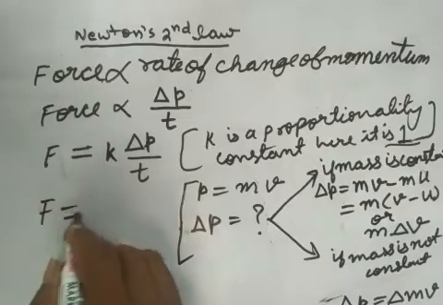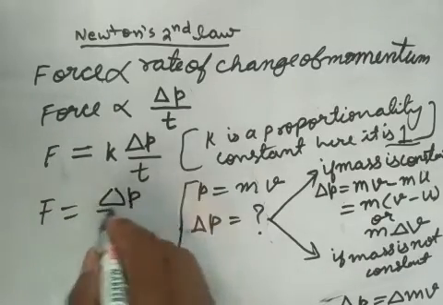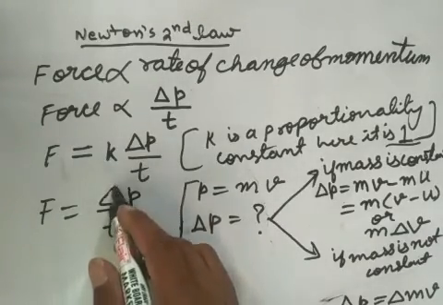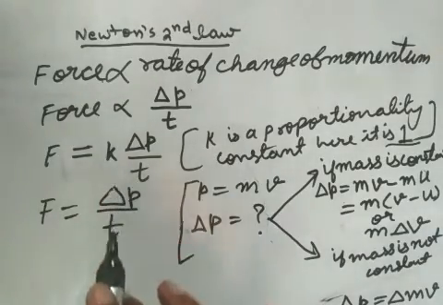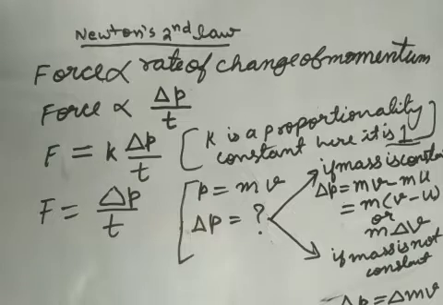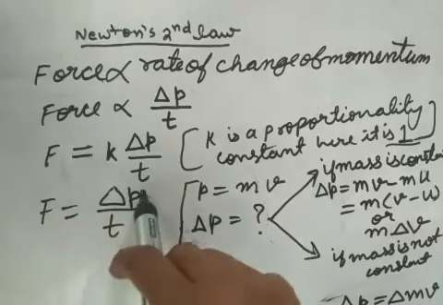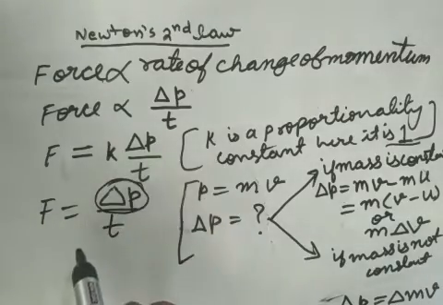So F is equal to delta P by t. This does not happen always. For this second law only it is happening, but elsewhere it will come in some other formula also, with this proportionality. At that time it would not be equal to 1, it will be something else. When that happens, I will let you know. But this time it is F equals delta P by t, where delta P is change in momentum.